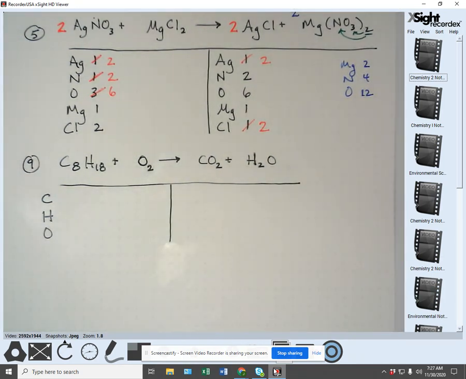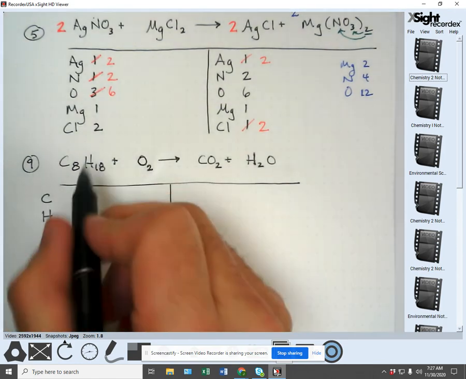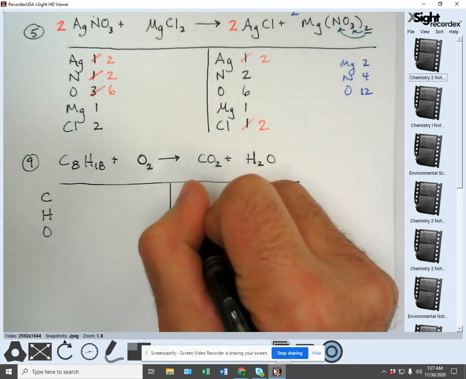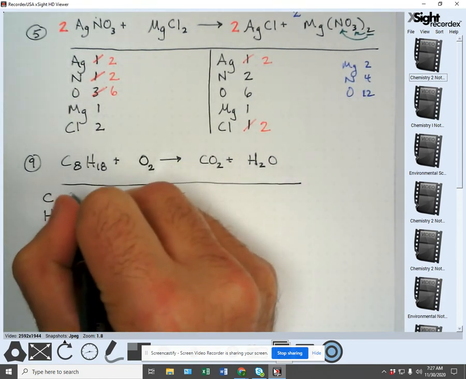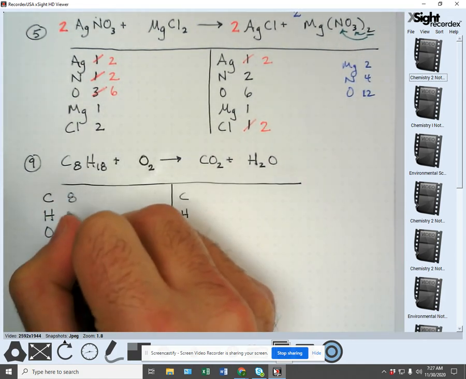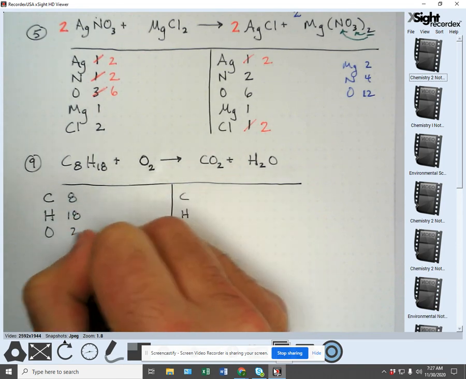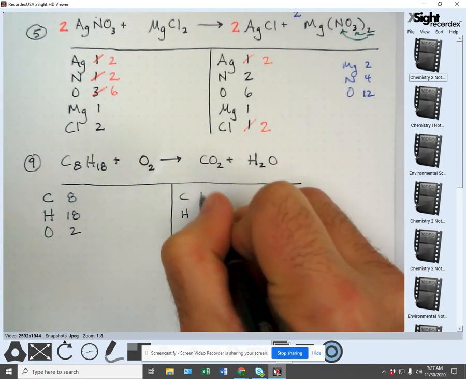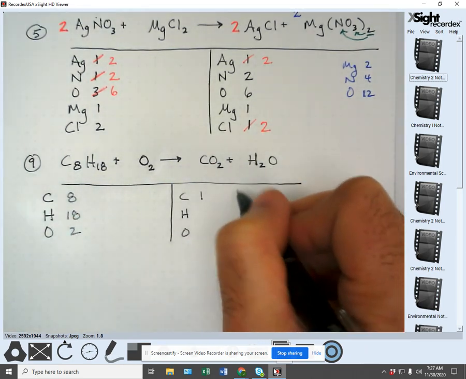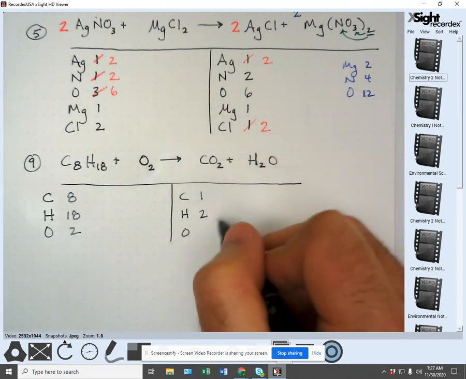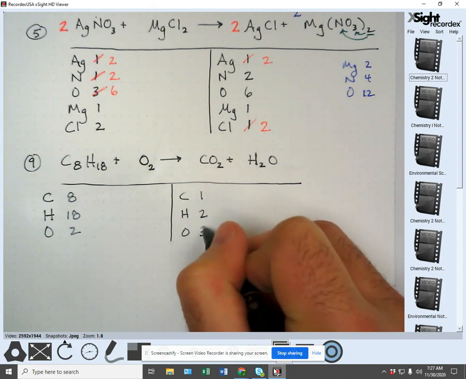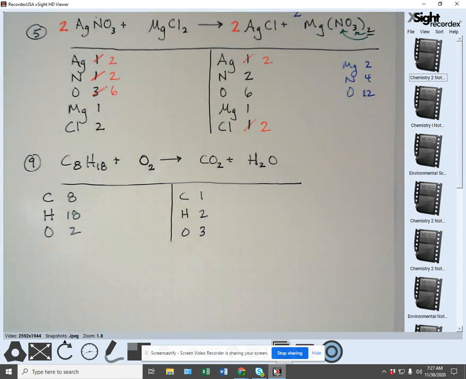Here we go. Carbon on the left side, we got 8. Hydrogen, we have 18. And oxygen, we have 2. On the right side, carbon, we have 1. Hydrogen, we have 2. And oxygen, we have 3.